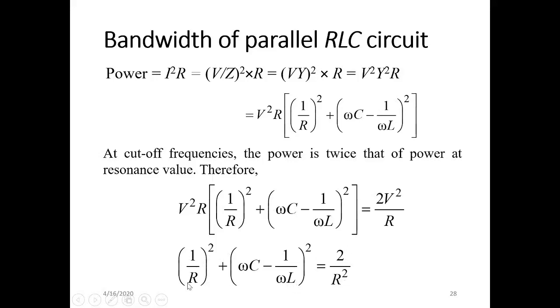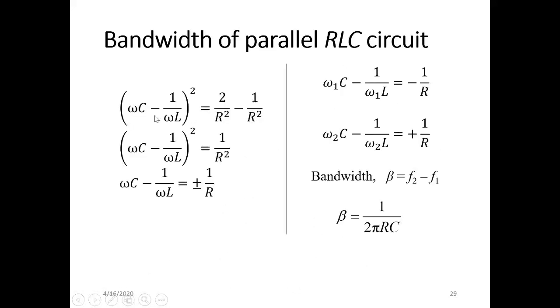Okay, this is 1 by R squared, I can bring it to this side. So (omega C minus 1 by omega L) the whole square is equal to 2 by R squared minus 1 by R squared. Now finally I will get 1 by R squared here. Now if we want to remove this square, omega C minus 1 by omega L will become equal to the square root of this. So the square root of this will become 1 by R. So plus or minus 1 by R. So on both sides I have taken the square root.